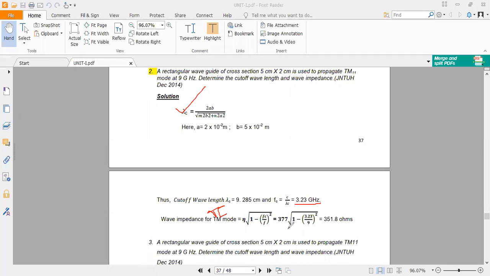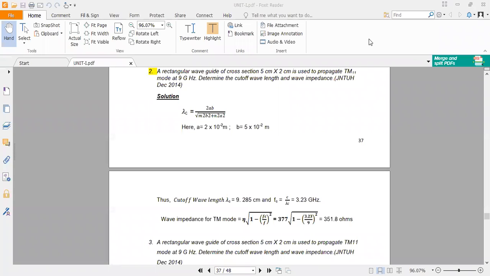Wave impedance, cutoff frequency, cutoff wavelength, all those expressions we already derived. Simply you need to substitute in those expressions. First thing is you should identify what is A, what is B, what is M, what is N, and simply substitute in those expressions. What is eta? Eta is nothing but free space impedance. What is its value? 377 ohms. So that is the reason instead of eta we are substituting that.